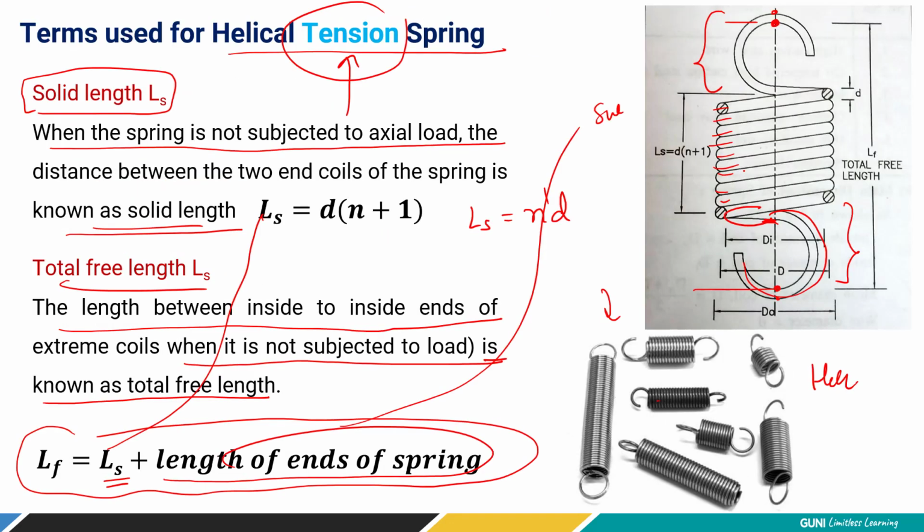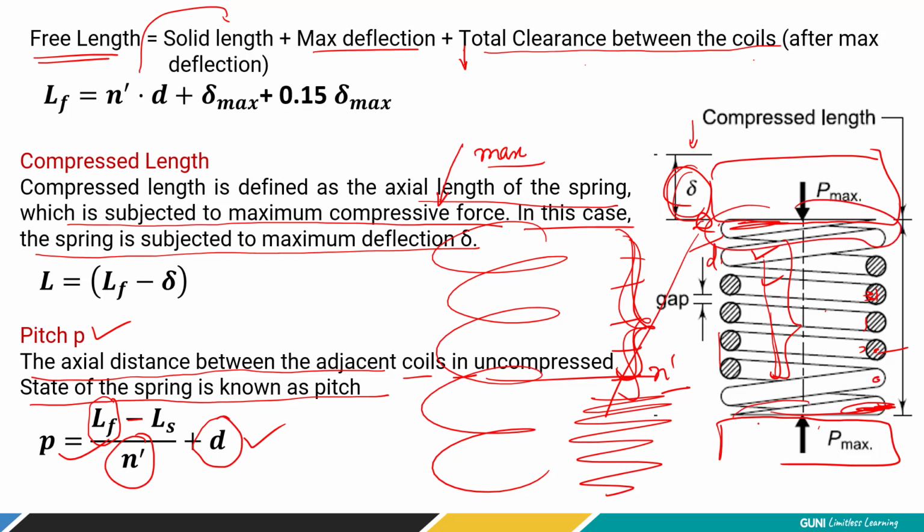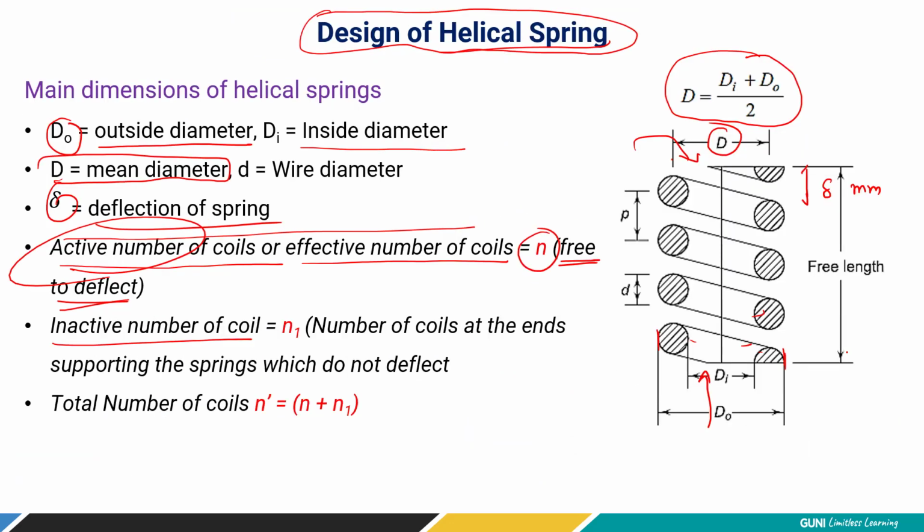Here let me show you in the spring. Here we are going to have some surface like this, and over here another surface. So this end coil and this coil are not deflecting. Only this one and the intermediary coils are going to deflect. This intermediary coil, which is actually free to deflect, is referred to as active coil. But the end coils, which are simply used to hold the spring in assembly, are dead. They are not going to actually deflect, so they are referred to as inactive coils.